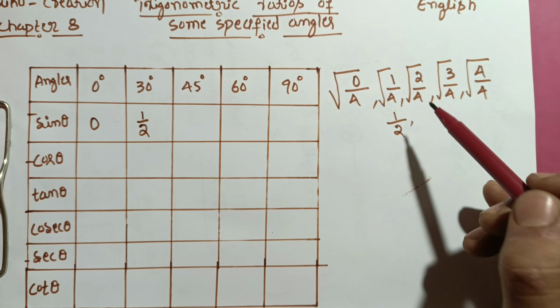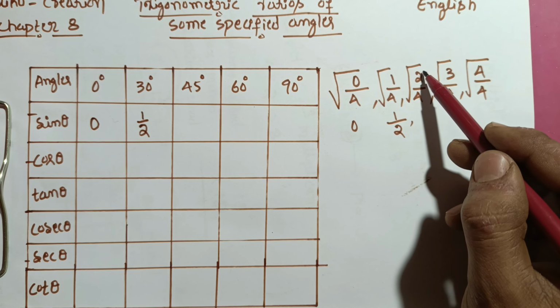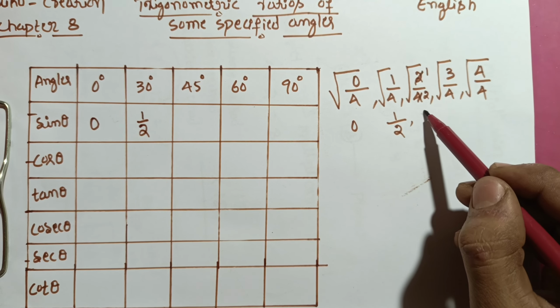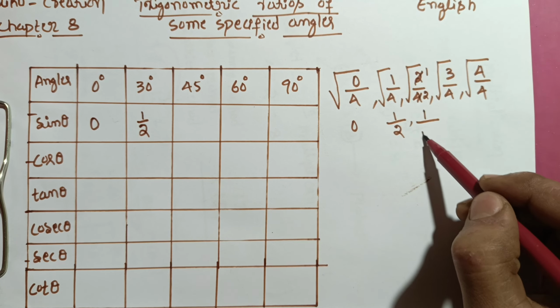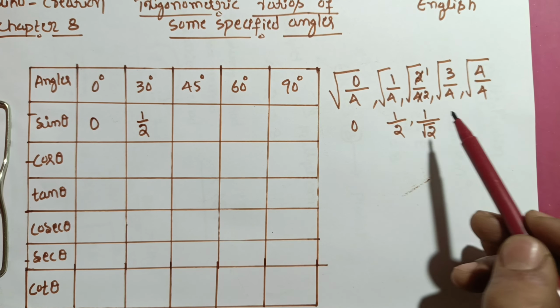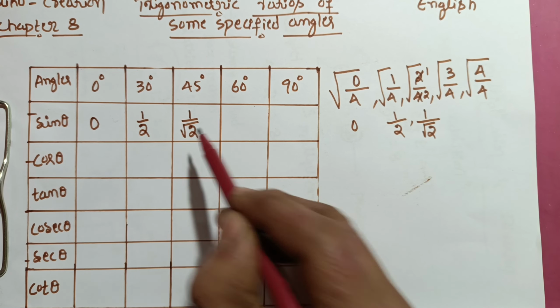Next comes the third number. This number I will simplify under the root first. 2 ones are 2, 2 twos are 4. Square root of 1 is 1, divided by square root of 2, which is root 2. Therefore, sin 45 degree value is 1 divided by root 2.